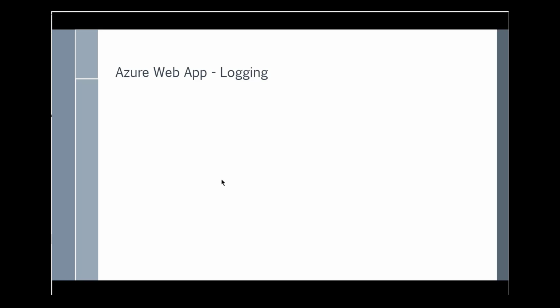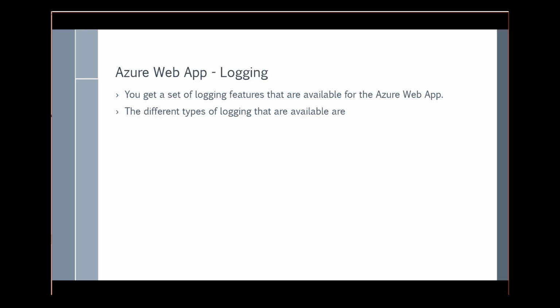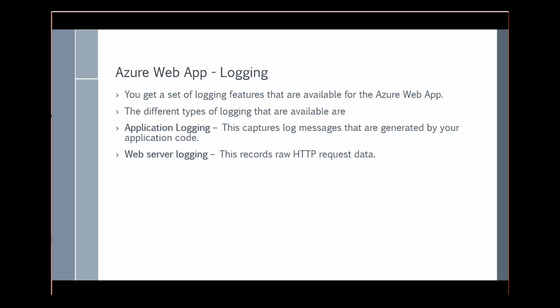Hi and welcome back. Now in this chapter, I want to go through the logging feature which is available as part of Azure Web Apps. So you get a set of logging features that are available for the Azure Web App service. Now there are different types of logging that are available. You can perform application logging. This captures log messages that are generated by your application code.